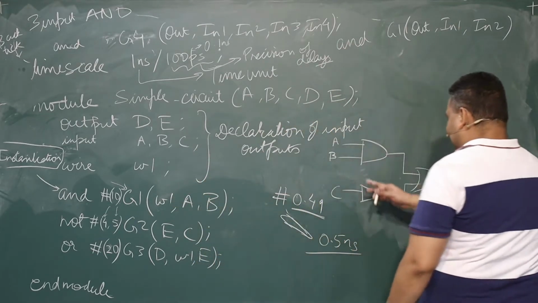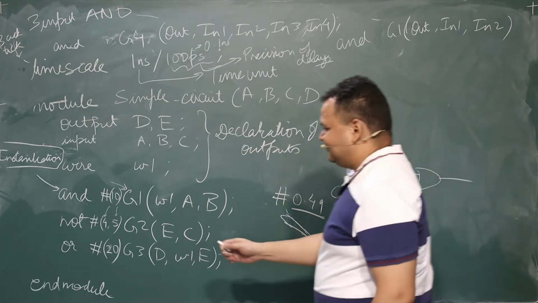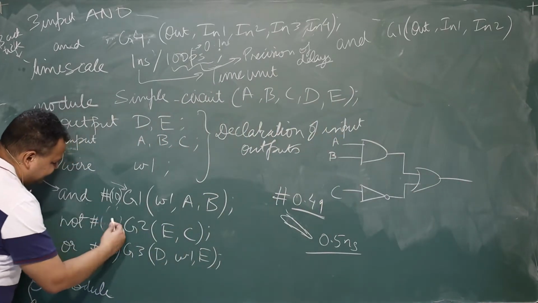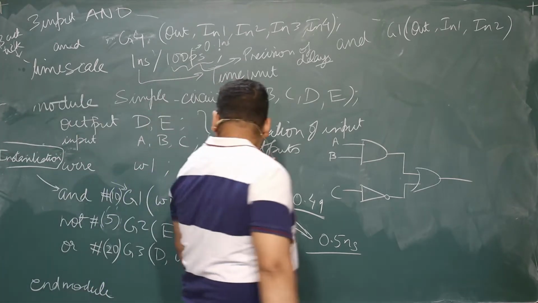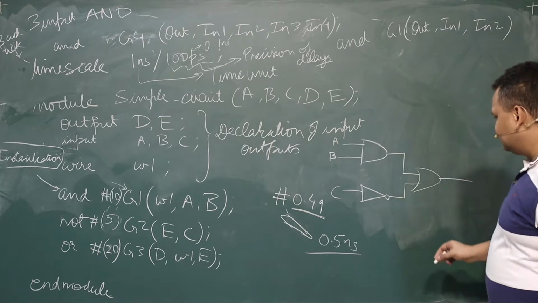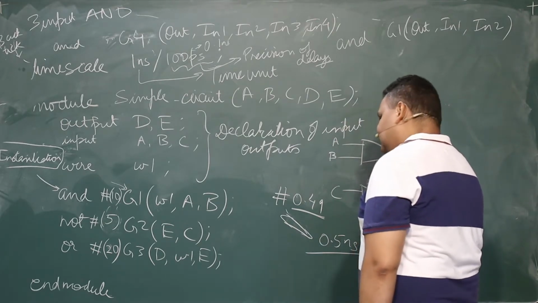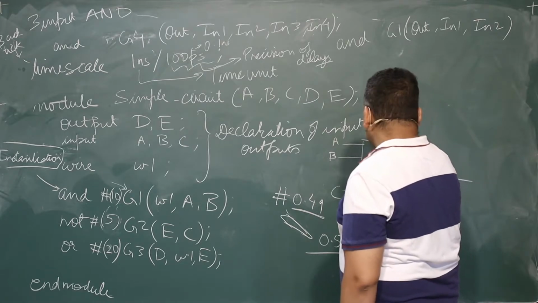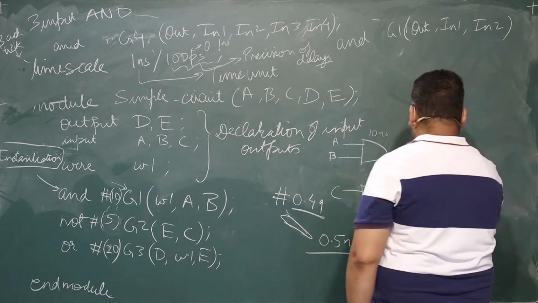So let us look at this particular scenario. Just for sake of simplicity, let me mention this as 5. So the delay of this particular gate is 5 nanoseconds. For this particular AND gate, it is 10 nanoseconds. And for this particular gate, it is 20 nanoseconds.